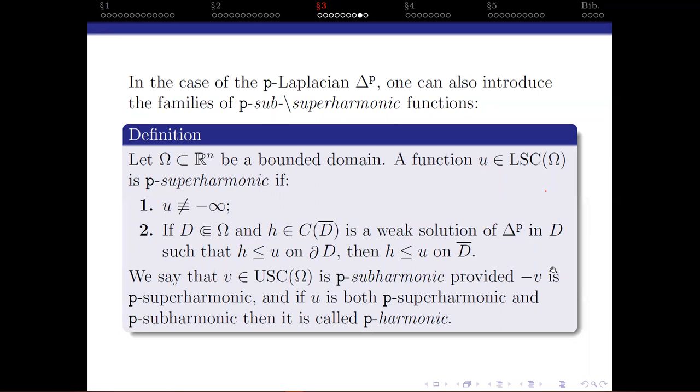So similarly to viscosity theory, once we have this notion of superharmonic, we can give subharmonic as well by just saying v is subharmonic as long as negative v is p-superharmonic. And then if a function u is both p-superharmonic and p-subharmonic, then it's called p-harmonic. And it turns out, you can prove this as well, I know that Juutinen, Lindqvist, and Manfredi talk about this, that p-harmonic functions are actually weak solutions to the p-Laplacian.